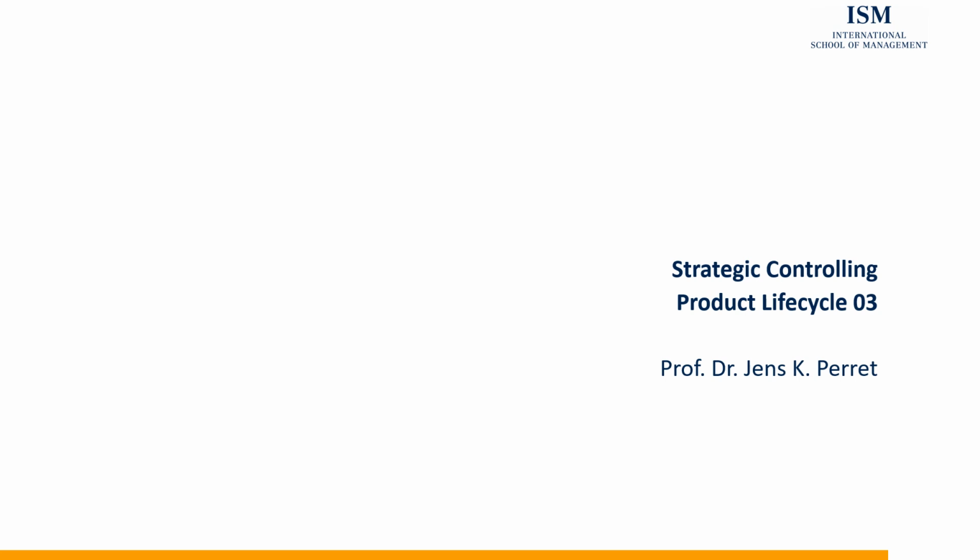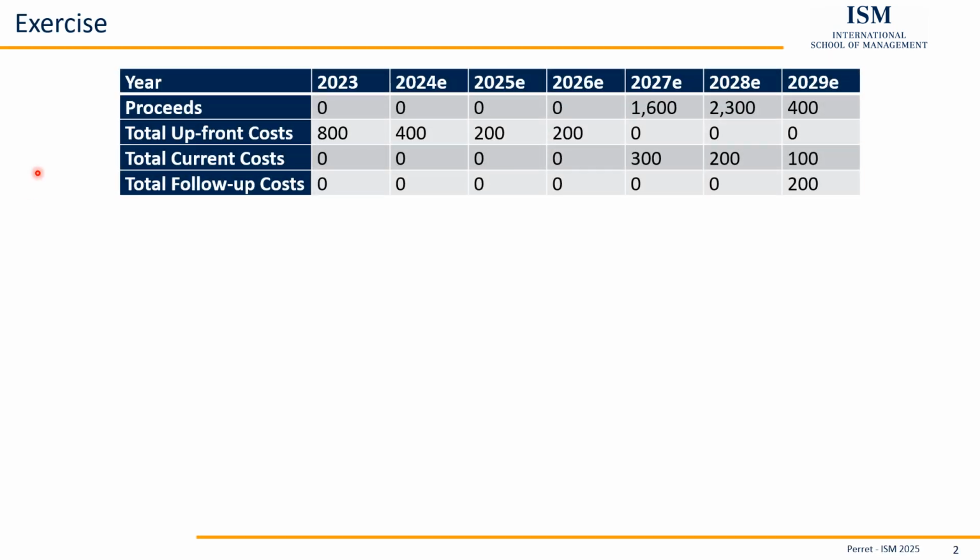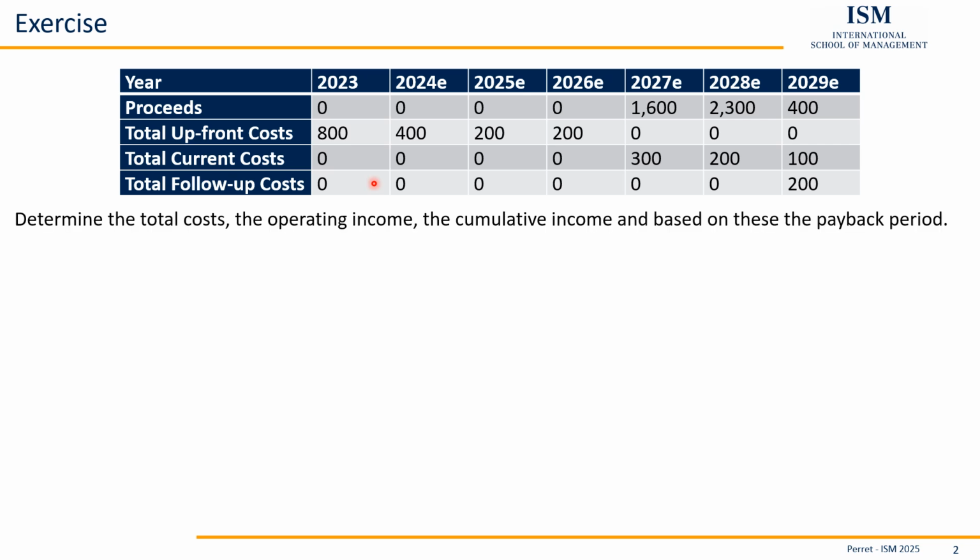Welcome to this exercise on the product life cycle and the calculation of the payback or amortization periods. Here we have the following data. We have the proceeds or the earnings which our company realizes. We have total upfront costs, total current costs, and total follow-up costs. Well, what are we supposed to do with this cost and earnings calculation? We first should determine total costs, the operating income, the cumulative operating income, and based on these, the payback period.